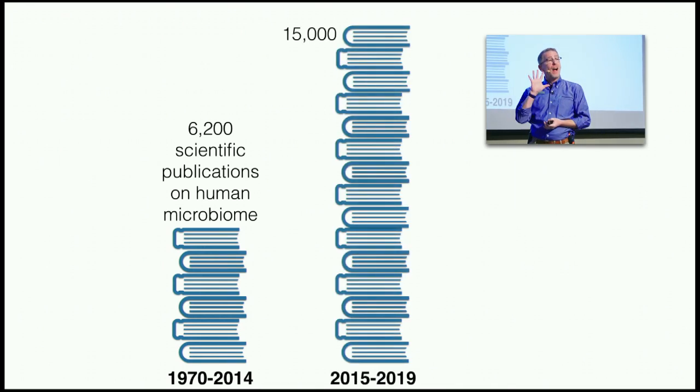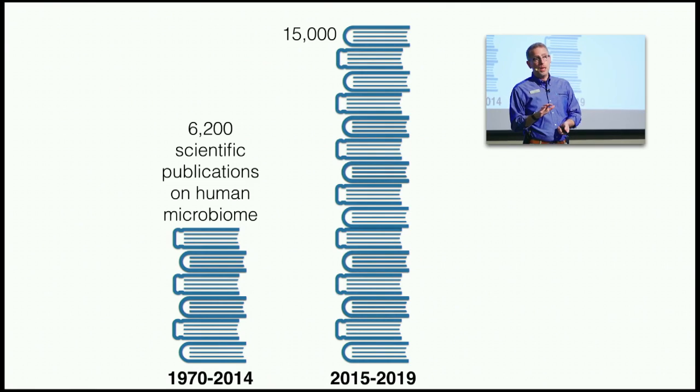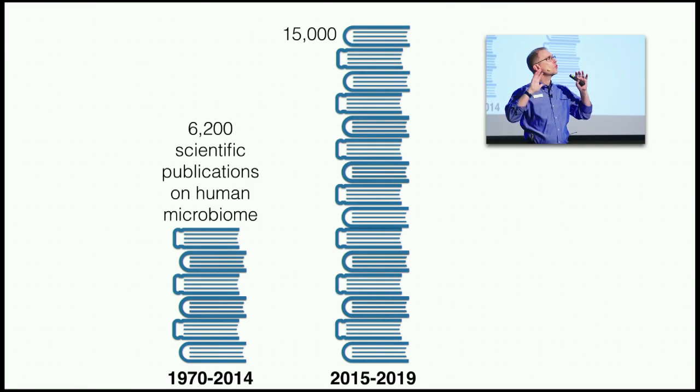In the last 5 years, 15,000 papers on the human microbiome. The field has exploded, and that is fantastic, but it also means there is so much information out there, and as you'll see, much of it is unfortunately still contradictory. And we'll dig into why that's contradictory and some ways that we can decipher through that.